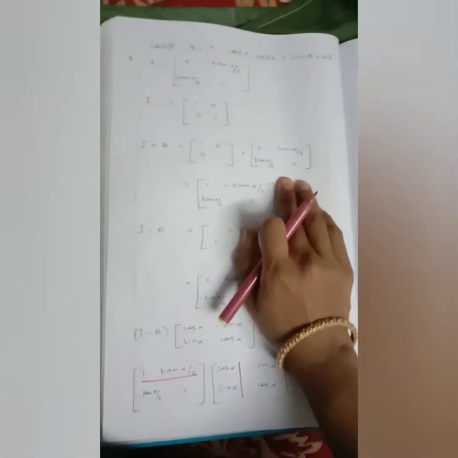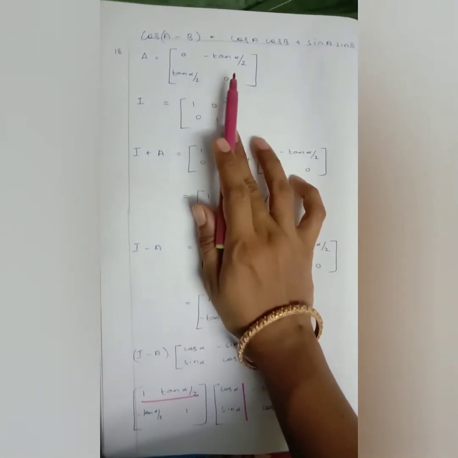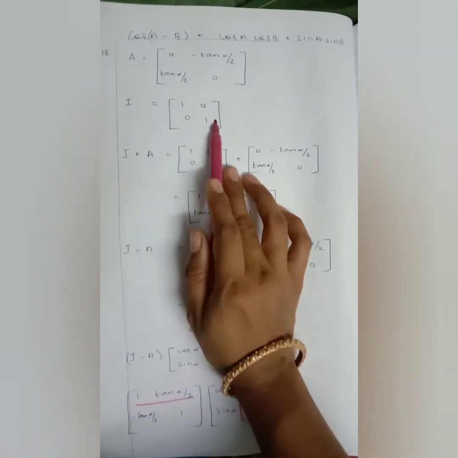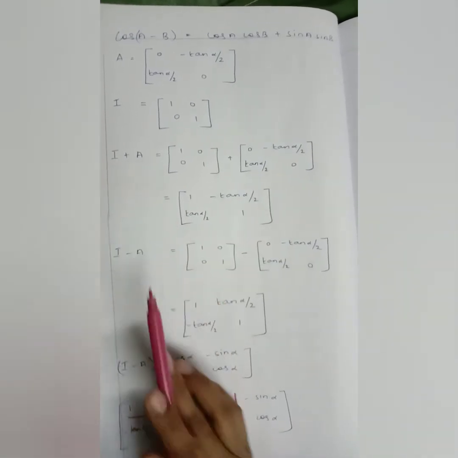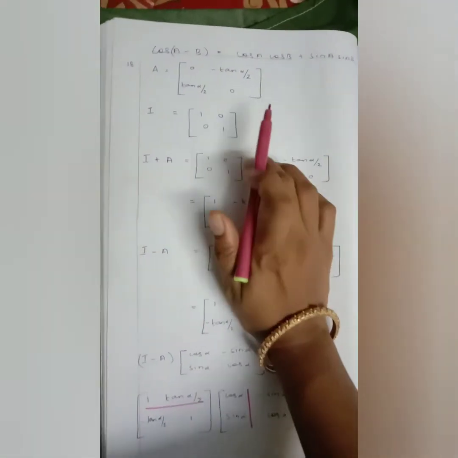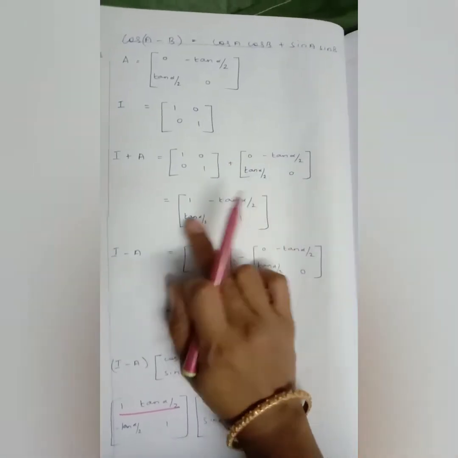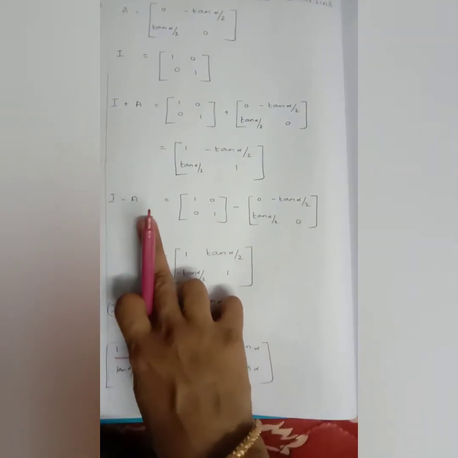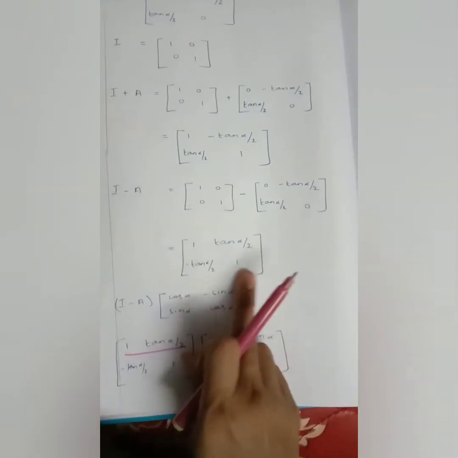The last question, 18th one. A is equal to the matrix 0, minus tan alpha by 2, tan alpha by 2, 0. I equal to this. And the question here is, we want to prove I plus A is equal to I minus A times this matrix. You can see this question. So first I am writing I here, then I am adding I with A. It's a simple one, normal addition. This part is over. The second part is I minus A. So I am subtracting, I am getting one answer.